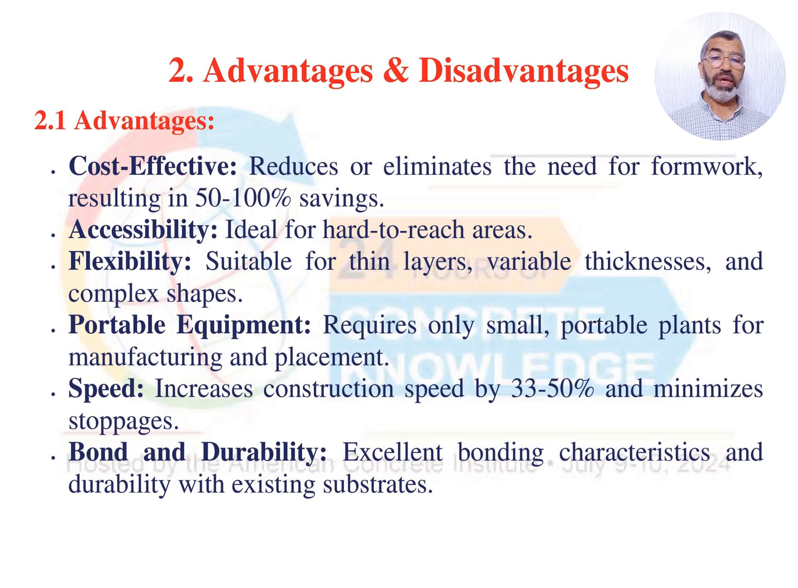Also, the equipment used in shotcreting only requires small space, and they are small portable plants for placing the shotcrete. Also, the speed in the shotcrete process is an advantage, which saves about 33 to 50% in stoppages and interruptions during the works.